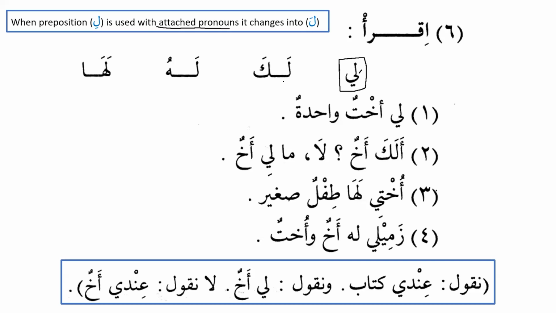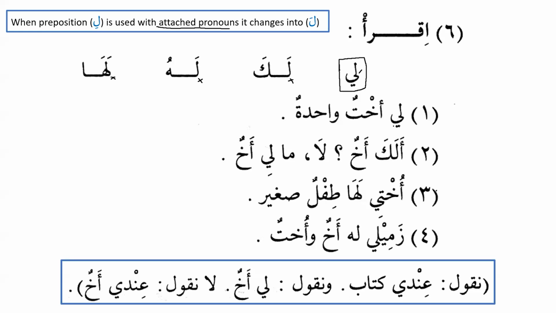But for the rest of the pronouns we have to change it. So we say laka, lahu, and laha. So what happened? Li has changed into la. And why has it changed into la? Because it is used with the attached pronoun, so the change has to take place. But it does not take place with ya al-mutakallim.